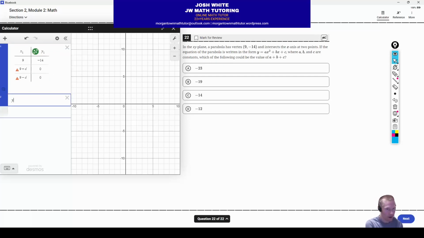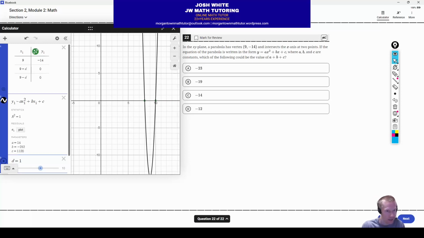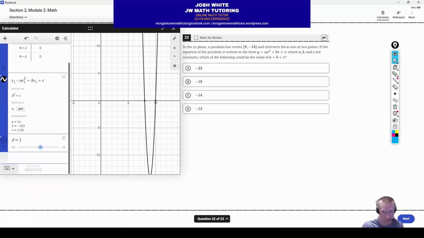All right, so now I'm going to do a linear regression. Now, notice so far nothing's happened. I don't have a graph. So what I have to do is add a slider for the d value. So let's just say d is equal to 1. Okay, so now I've got a graph. Now I've got values for a, b, and c.